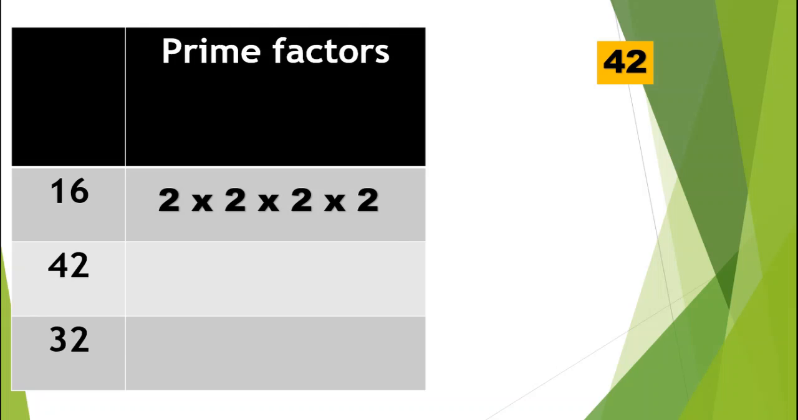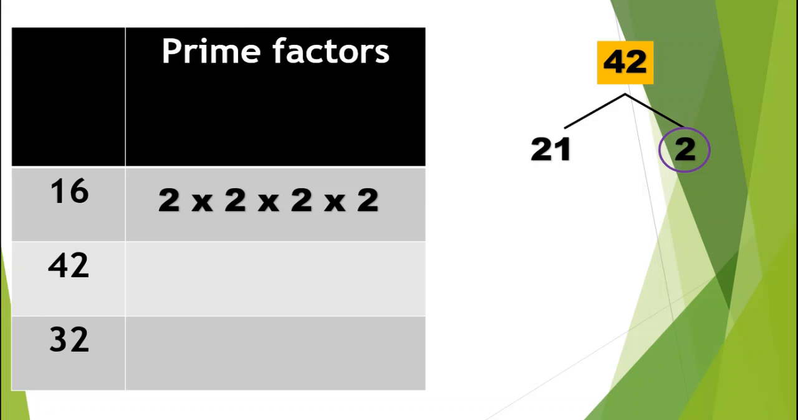So we'll start with 42. Think of two numbers we need to multiply to get 42. Very good. That is 21 times 2. Do we have any other number we can multiply to get 2? No more. So we need to encircle it because 2 is a prime number.